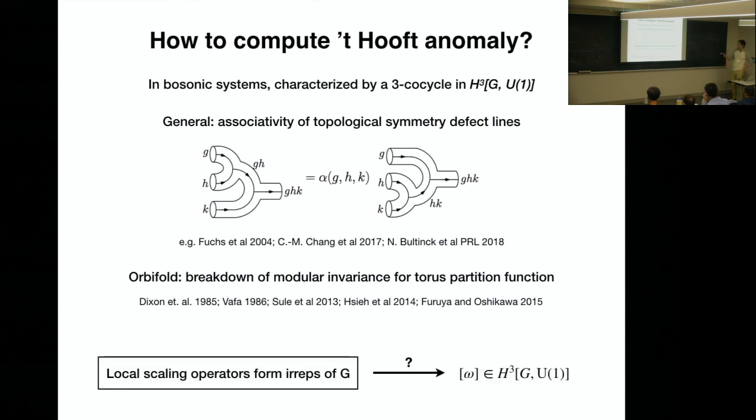So what I want, and this is what I'm going to talk about, is some kind of anomaly indicator that goes directly from this data, so how the local scaling operators transform under G, directly to a 3-cocycle. So this is my goal. I want to have a formula that just takes me from this data to the 3-cocycle. Okay, so how do I do this? Well, how should I proceed?